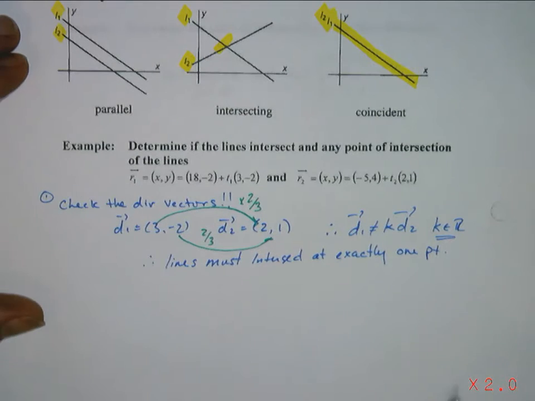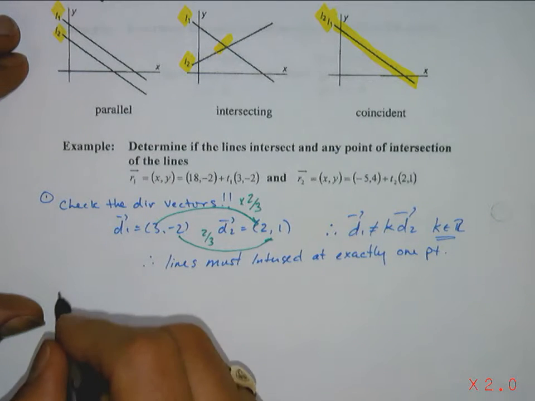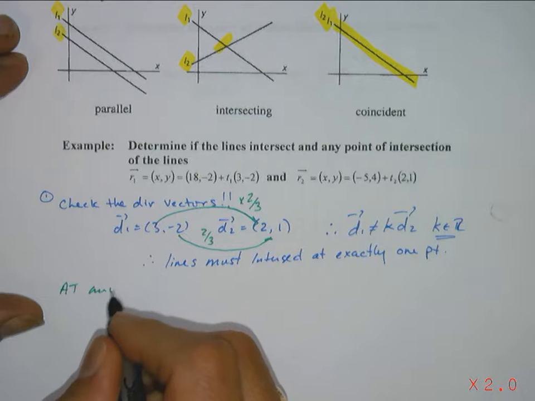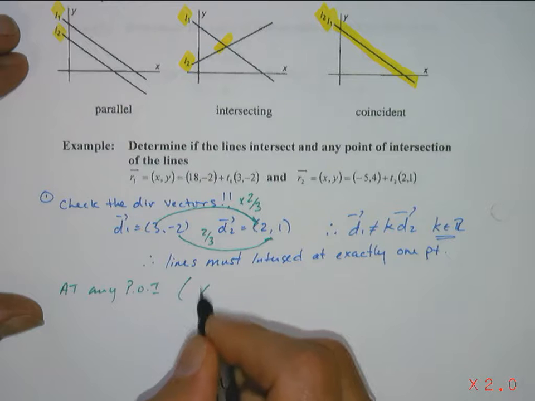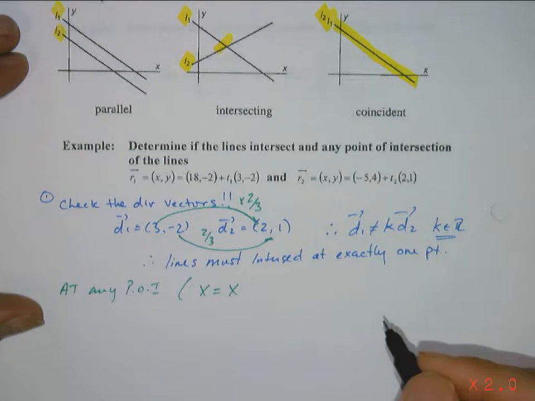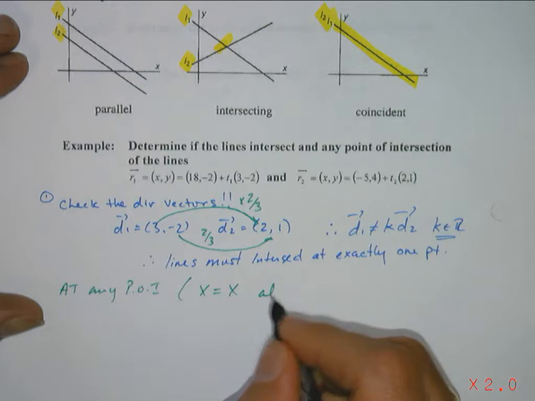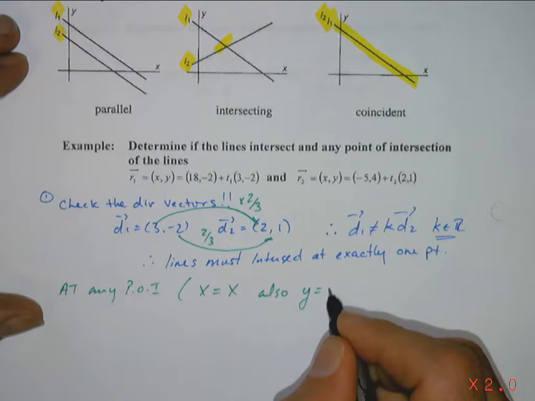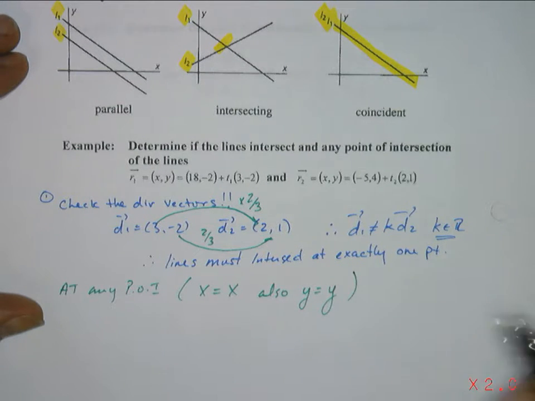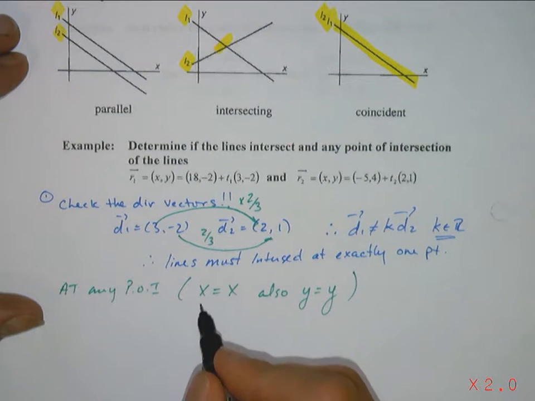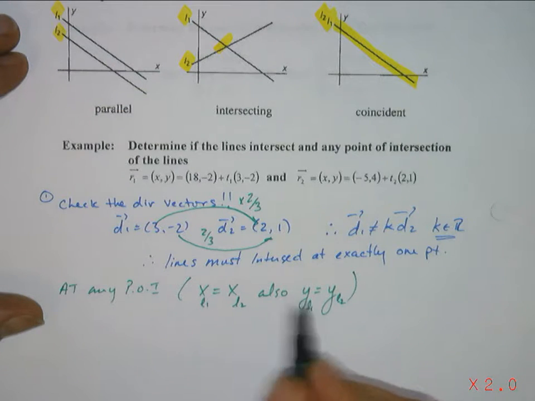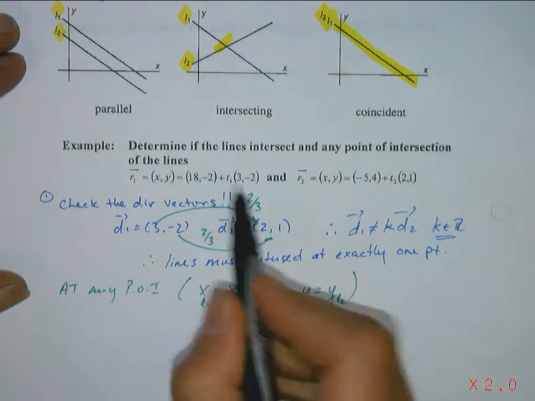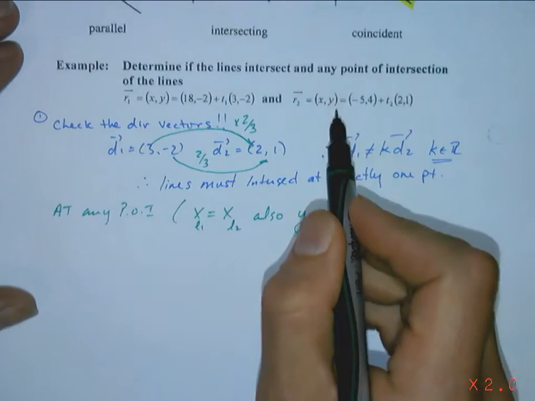So what we're going to do is we know that there's a point of intersection, and I'm going to change my logic a little bit now, and I'm going to say at any point of intersection, the x value for line 1 must equal the x value for line 2. Also, the y value for line 1 must equal the y value for line 2. But what's important to me is that x equals x and y equals y. We're going to take these and put them into the parametric equations.